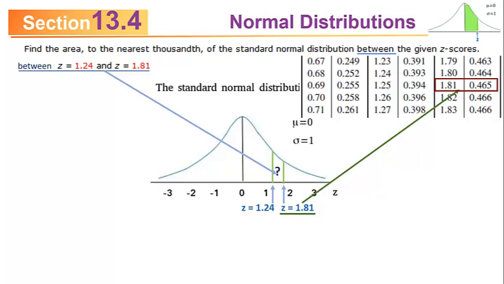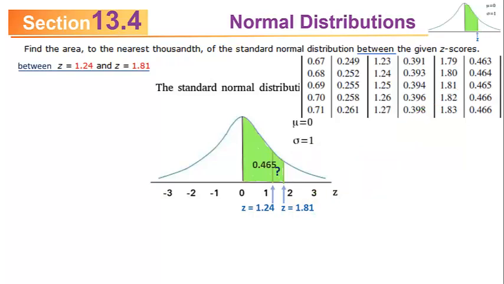Look up the big value in the table, 1.81, and we get an area of 0.465. But remember, what you get from a z value when you look up the area is an area that goes all the way back to 0. So the answer is not 0.465. The area from 0 to 1.81 is 0.465. But that's too much area. We only want that smaller slice between 1.24 and 1.81. So what do we do now?